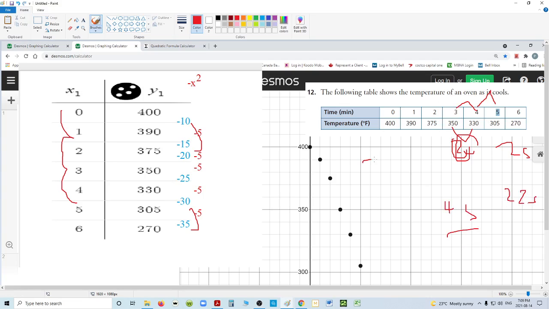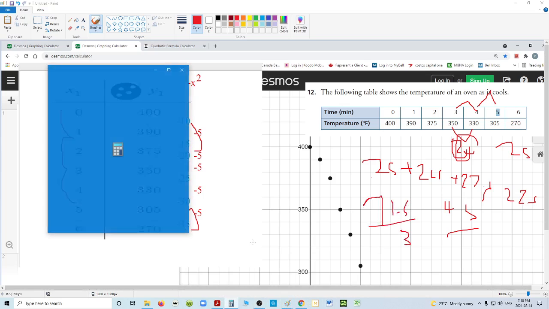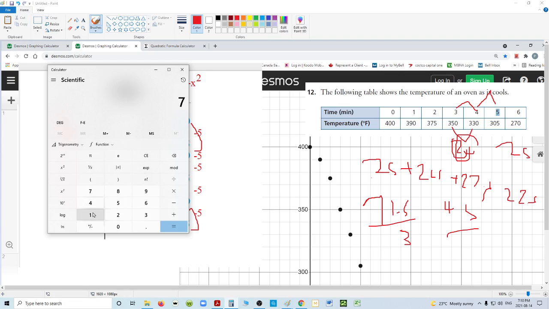If I add those all together, I get 25 plus 24 plus 22.5. I get 49, 51, 71.5 divided by 3. 71.5 divided by 3. I'm getting a decrease of 23.8.